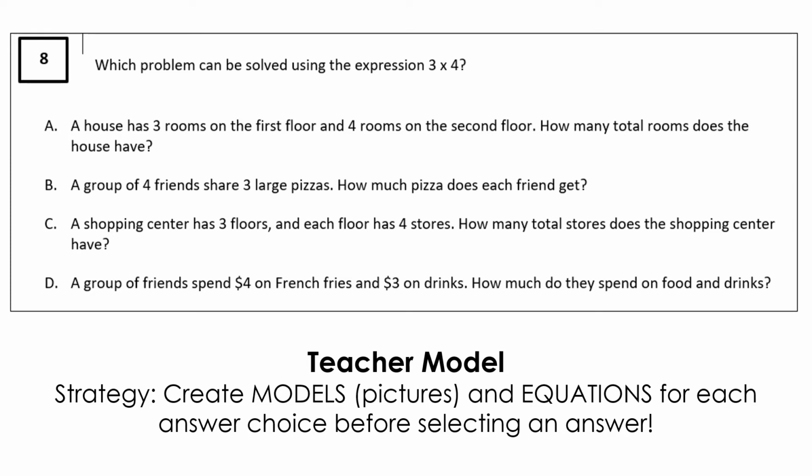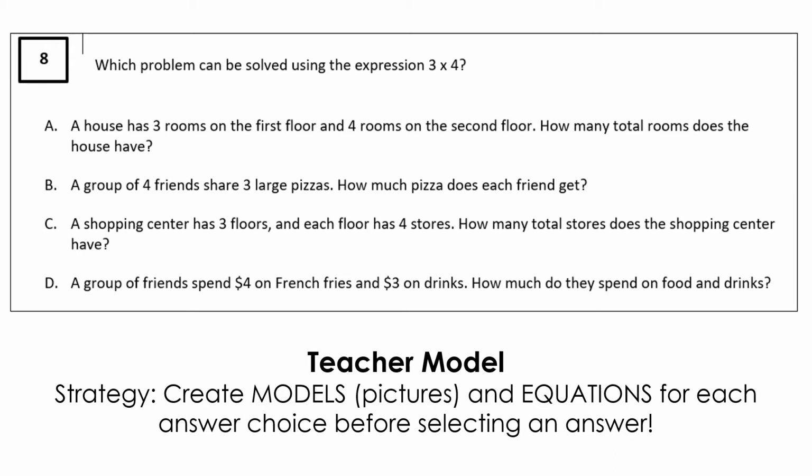In this model, I'm going to use a strategy before I pick an answer choice. My strategy is to create models or pictures and equations for each answer choice before selecting an answer. Even if I read an answer choice and I think, that sounds like 3 groups of 4, I'm going to draw a picture and write a number sentence for every single letter before I make my choice.